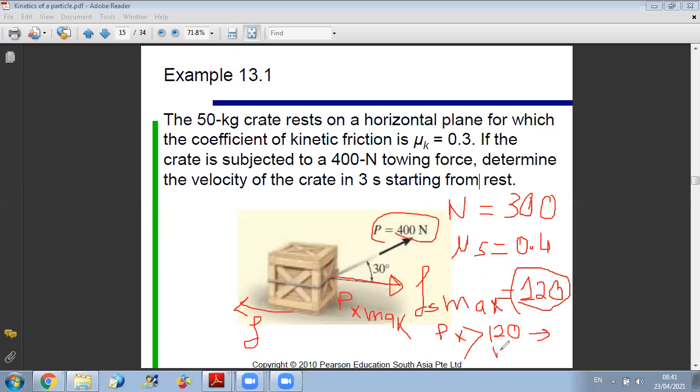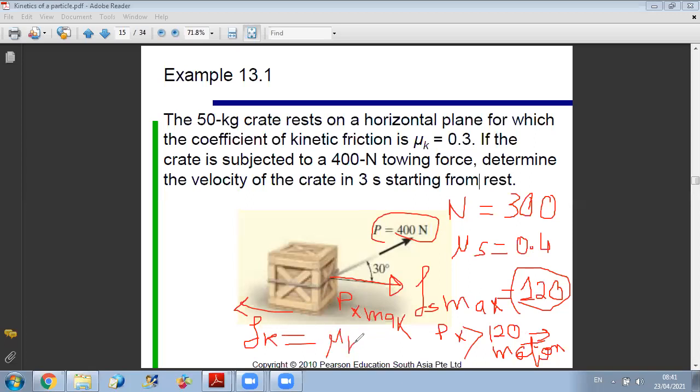Okay? So here, let us verify what is the value of Px. For this, all we have to do is 400 cosine 30. And of course, 400 cosine 30 is larger than 120. So it's not possible to have a static friction because it's exceeding the capacity of static friction. Then we say that since Px is larger than 120, F will be kinetic, and the expression of kinetic friction is just that it's equal to mu k N.